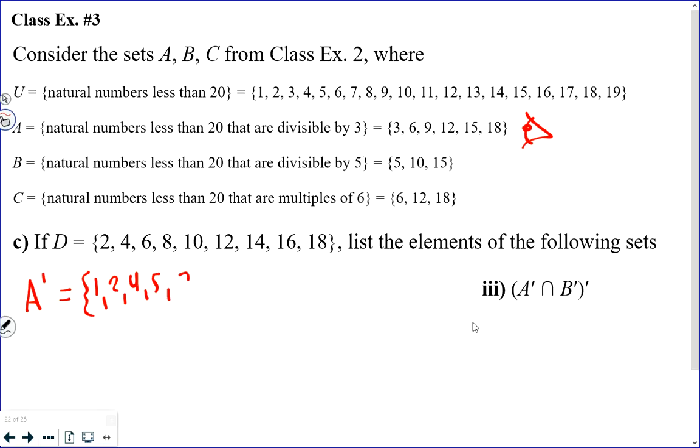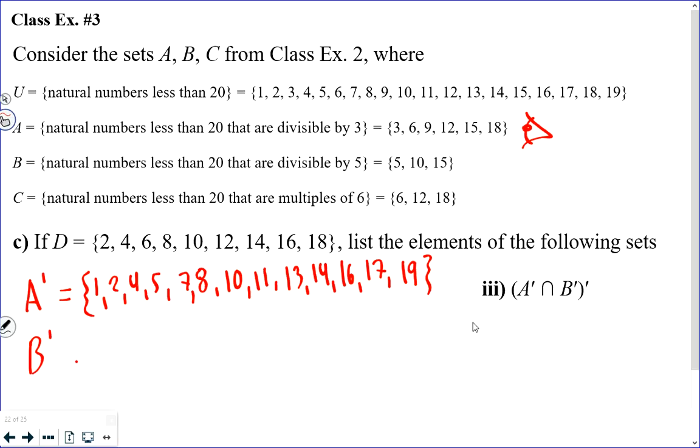We need 7 and 8. We need 10 and 11. We need 13 and 14 and 16 and 17 and 19. So now, and again, I have a feeling we've done this already somewhere else, but I'm going to double check. 1, 2, 4, 5, 7, 8, 10, 11, 13, 14, 16, 17, and 19. That's not A. What is not B?